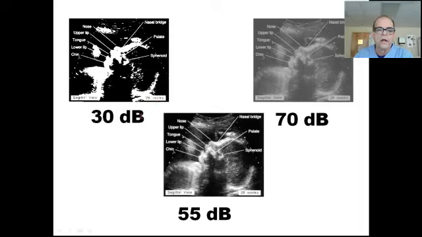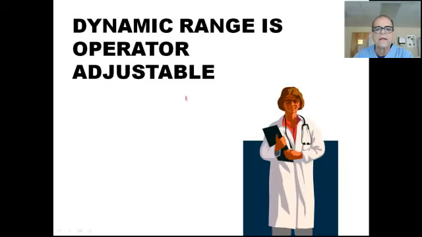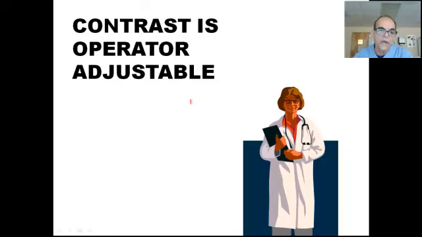You have here the different pictures: high contrast around 30 decibels, low contrast around 70 decibels, and the normal contrast 55 decibels, more similar to human vision. Dynamic range is operator adjustable and there is a button called dynamic range. Contrast, of course, is operator adjustable through the dynamic range.